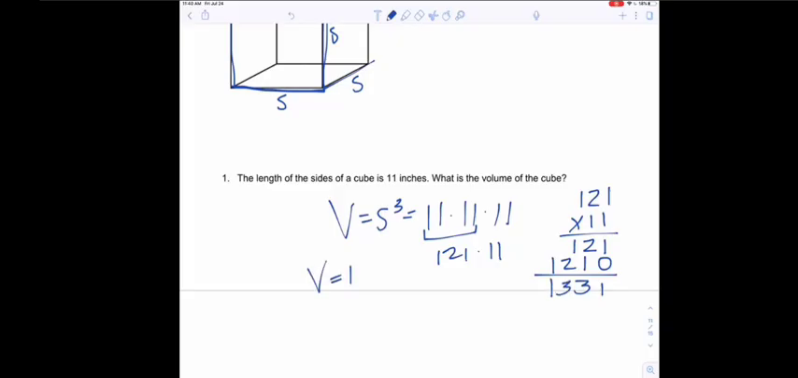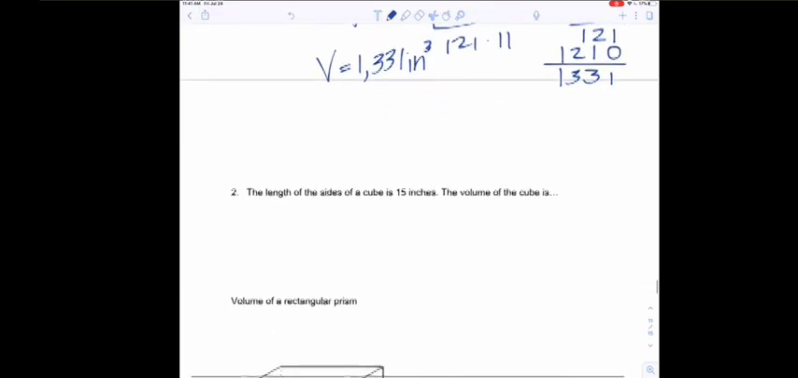So the volume of this cube is 1,331 inches. Now with units, because remember area was centimeters times centimeters or inches times inches, the answer was squared: centimeters squared, inches squared. With the volume, because it's inches times inches times inches, 3 times, it's going to be cubed. Okay, so the unit is cubed. All right, now that we got that, let's move on to another example.